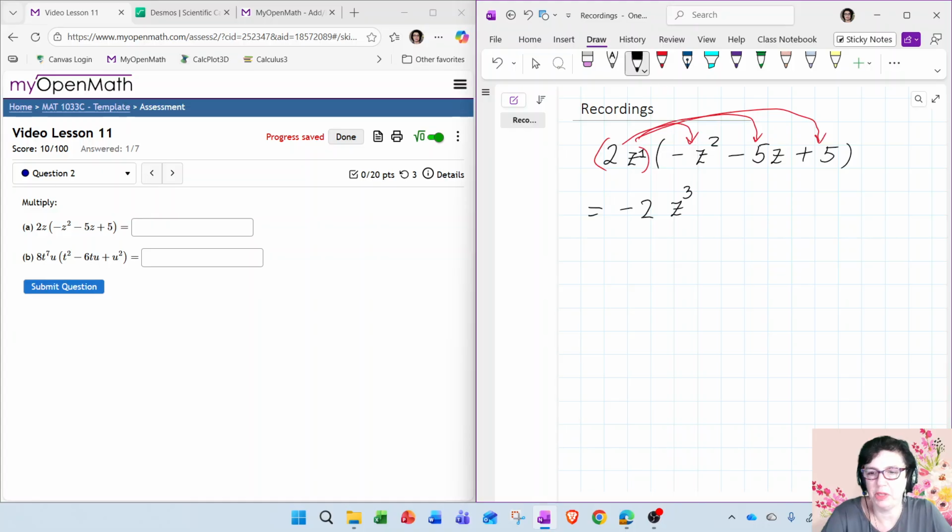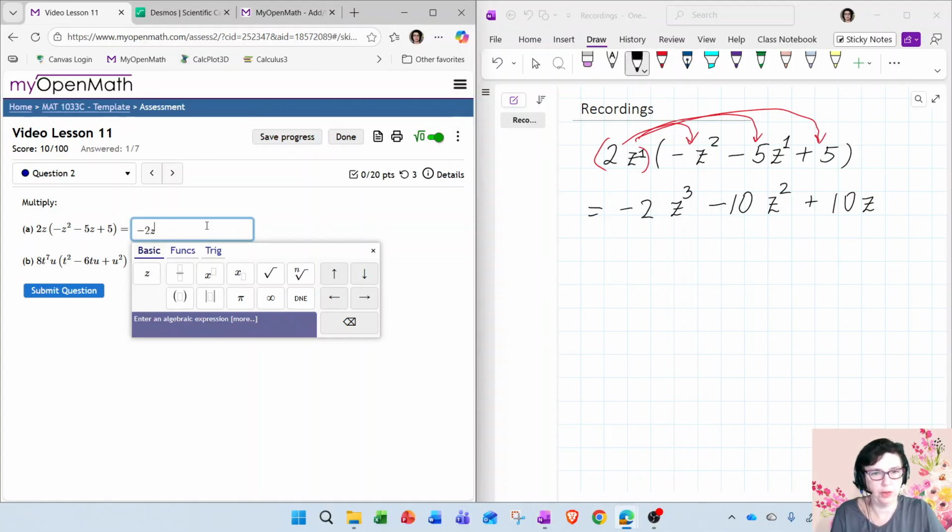Next, we go 2 multiplied by negative 5, that's negative 10. And then again, z here is z to the power 1. When we combine z to the power 1 and z to the power 1 again, we multiply them twice. That means that is z to the power 2. Finally, the last term is going to be plus 2 times 5 is 10. Now, there is no z to combine. We'll just leave it as z. That's the first part. Negative 2z cubed minus 10z squared plus 10z.